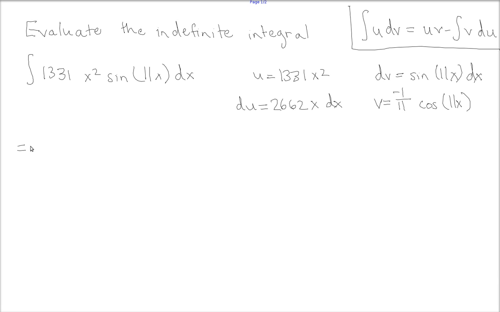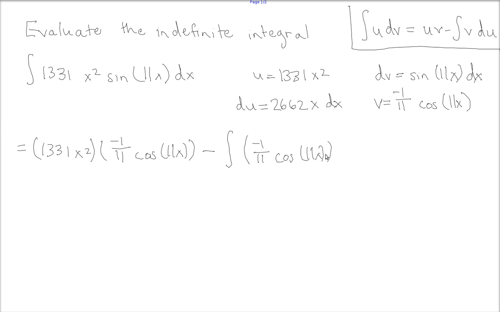Now I go back to my rule and plug everything in. So u is 1331x squared, times v, which is negative 1 over 11 cosine 11x, minus the integral of v, negative 1 over 11 cosine 11x, times du, which is 2662x dx. Now I'm going to simplify a little bit.